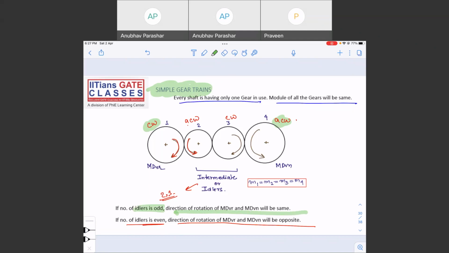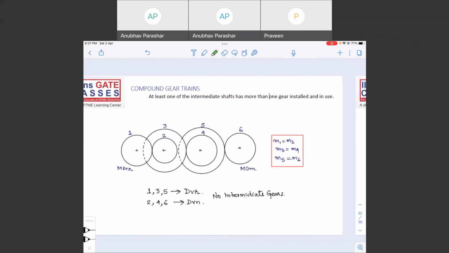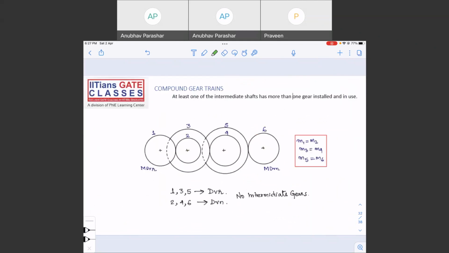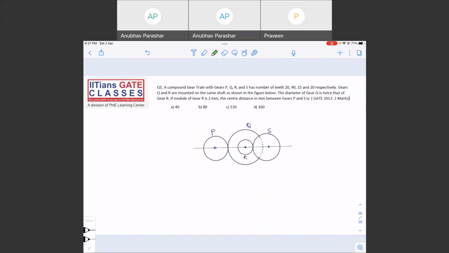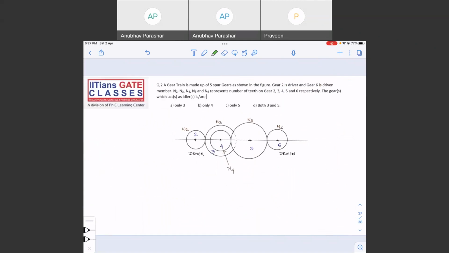Okay, so now how to solve? What kind of question will be asked here? You might be given the speed of gear 1 and you might be asked the speed of gear 2, or gear 4. So instead of forming an equation here, let us directly do a problem and understand it.